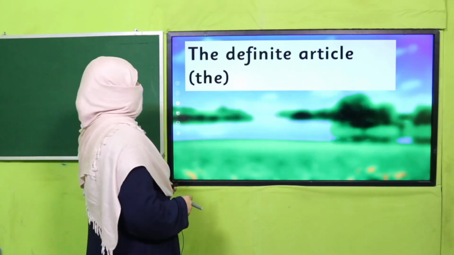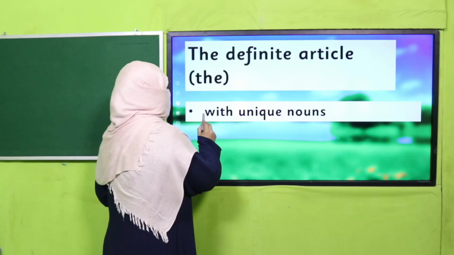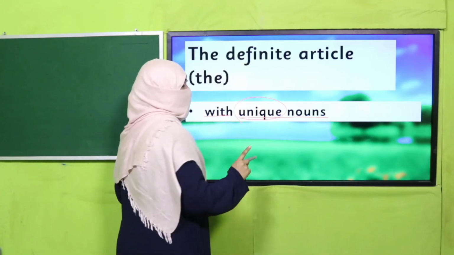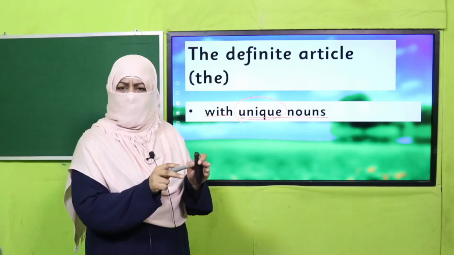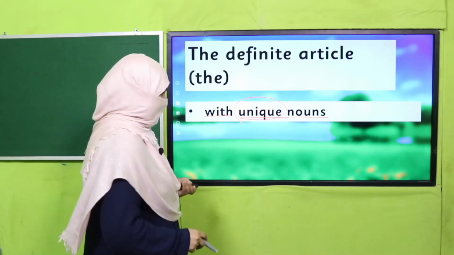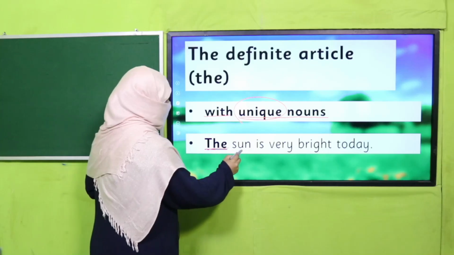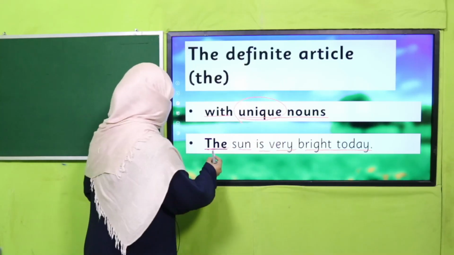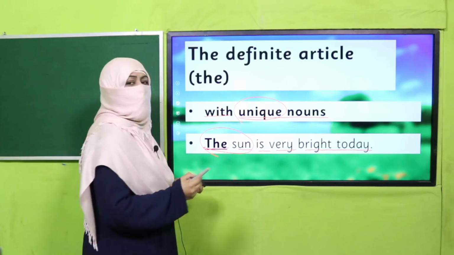All right. The next use is we use "the" with unique nouns. And what does unique mean? One and the only, which does not have any match. For example, the earth, the moon, the sky, etc. So the sun is very bright today. All right, the sun. It's a unique noun.